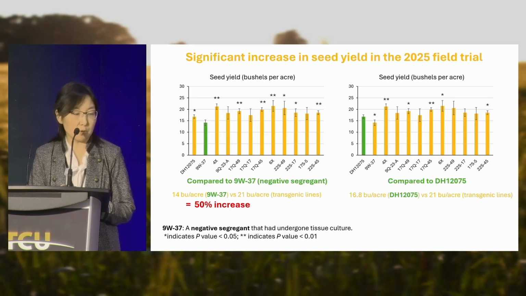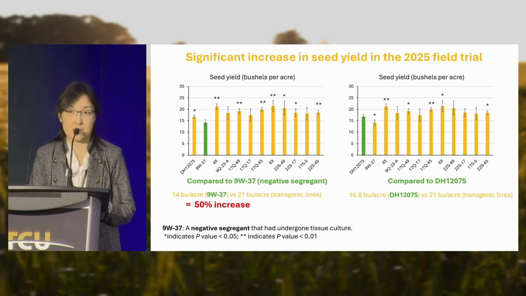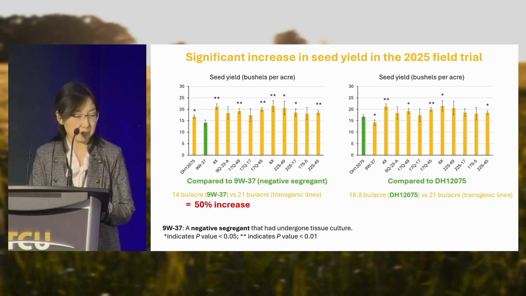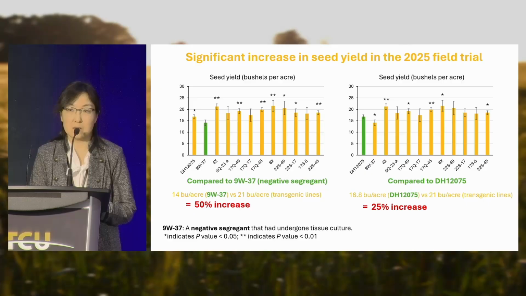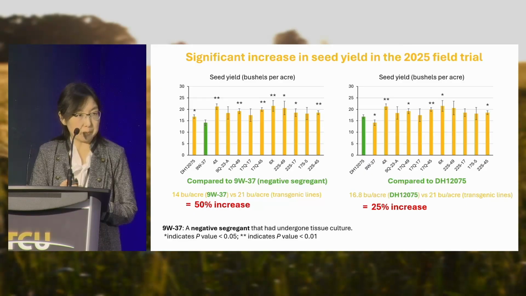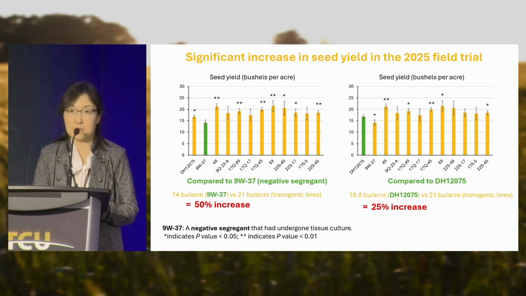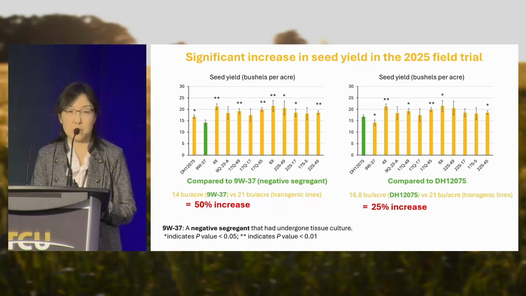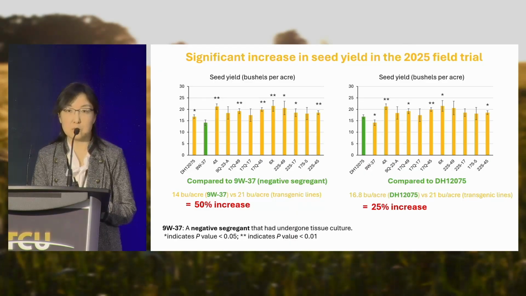Even when compared with the wild type DH1275, most of the lines have increased seed yield compared to this line. Some of them are still statistically significantly higher. So this is still 25%. For the seed quality, oil quality, and protein amount, there's no significant change.